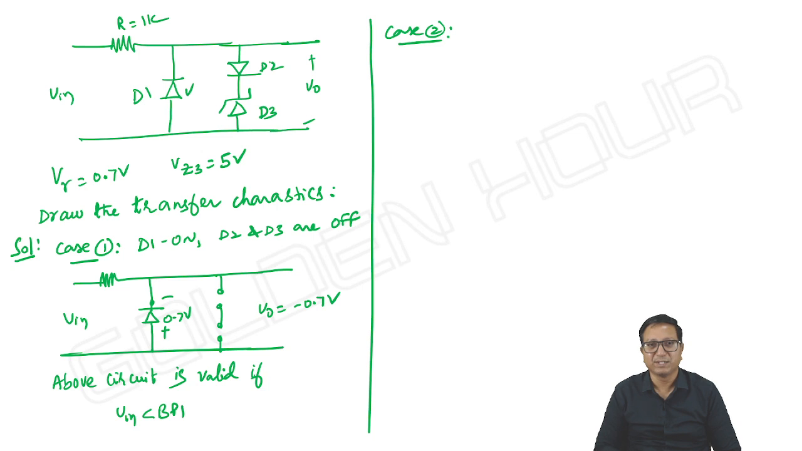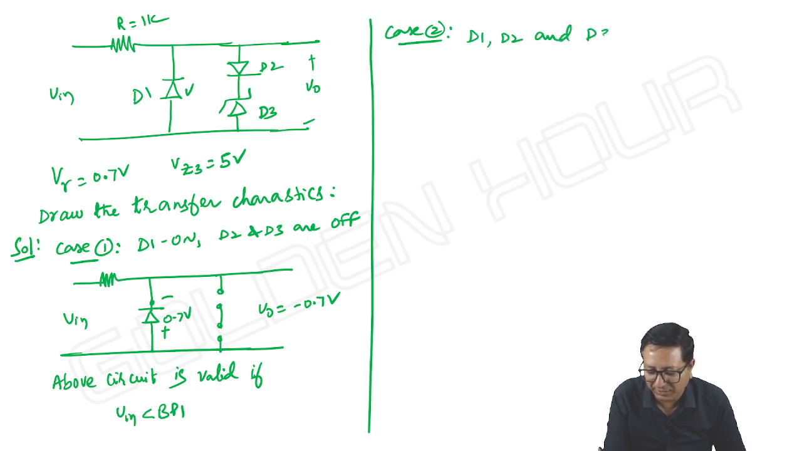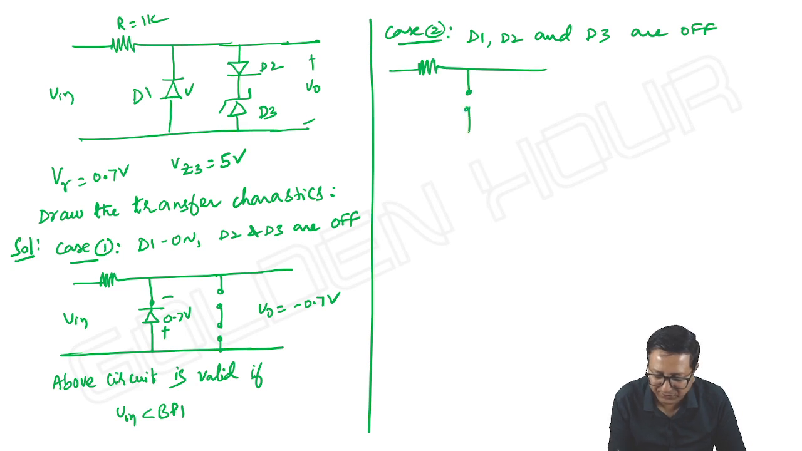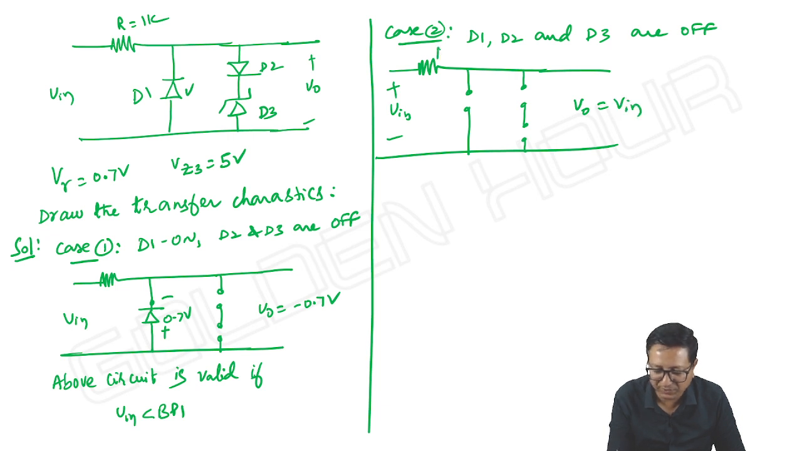D2 also becomes open. D2 is trying to conduct, but as D3 is not conducting, D2 also has to keep quiet. That's it. So all the 3 diodes D1, D2 and D3 are off. No diode conducts. If all are off, the equivalent circuit is something like this. So what about output? It is equal to input. That's it.